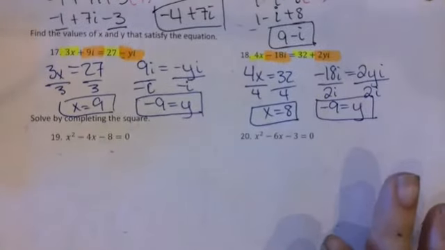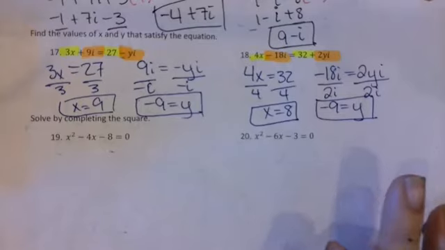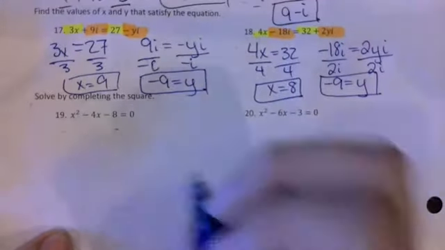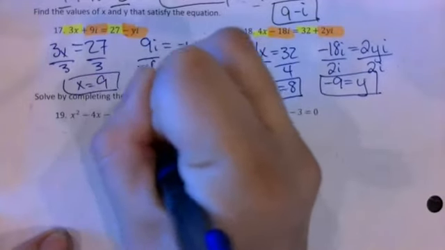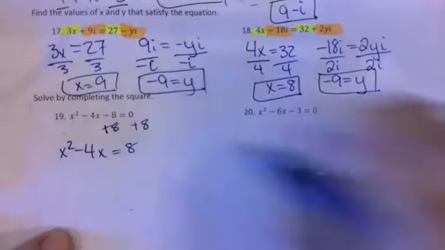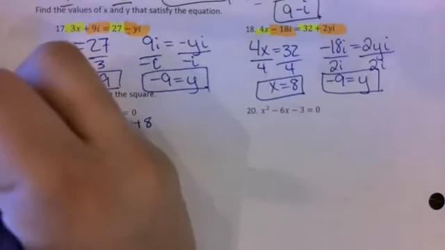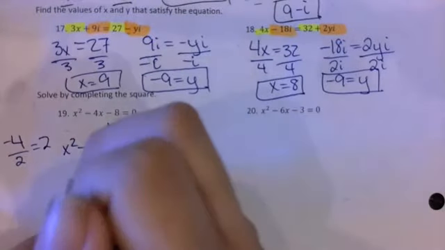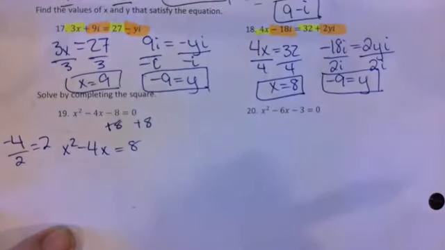Okay, so number 19 wants me to solve by completing the square. To do this, I need to get my number to the other side of the equation. So I'm going to add 8 to both sides. Then I have x squared minus 4x equals 8. What I want to do next is find half of my b value. So negative 4 divided by 2 is negative 2. I should have done that in red.